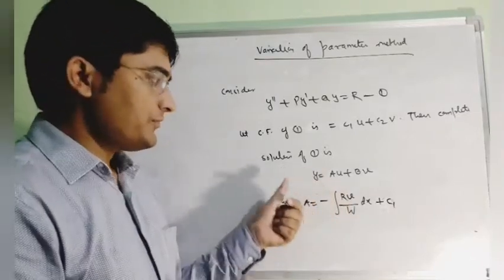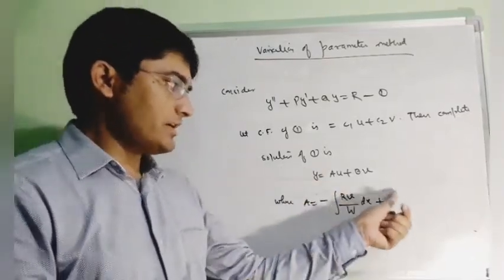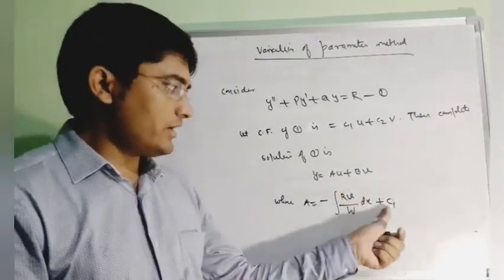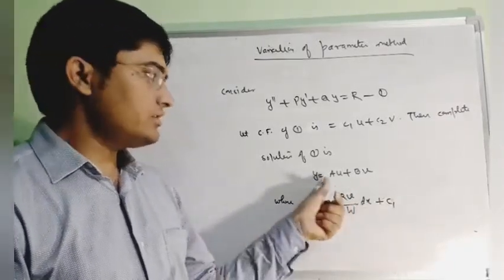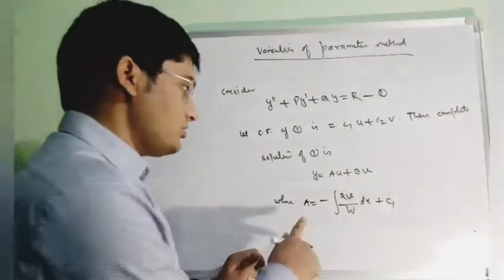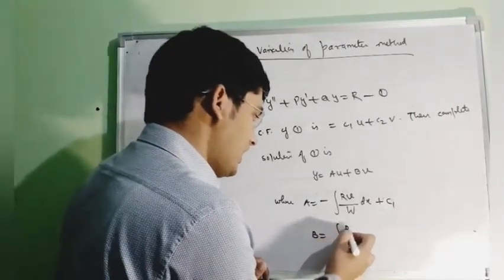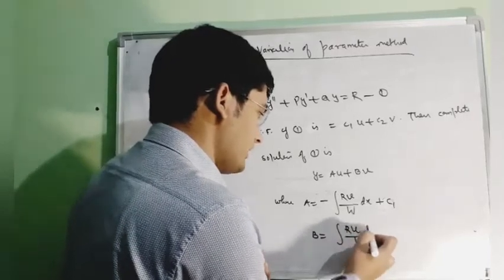So note down that if you are not writing the constant of integration, then this is your particular integral, and if you are writing the constant of integration here, then this will be our complete solution. So this is our A, and our B will be the integral of r into u upon w dx.